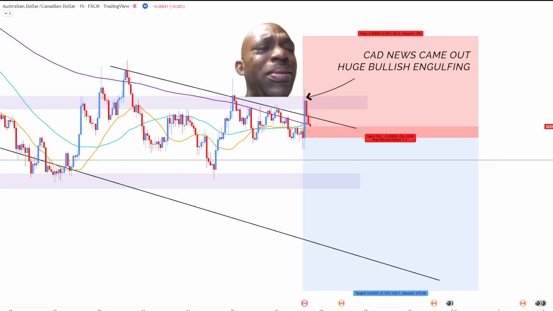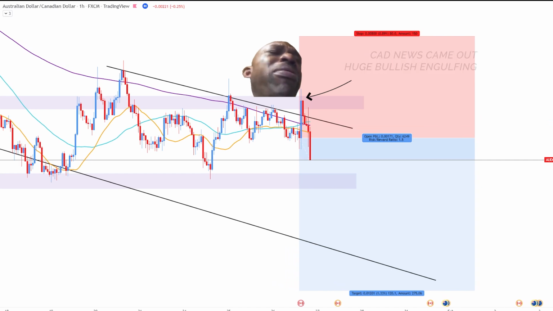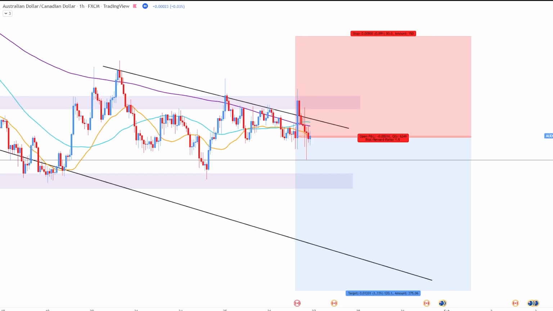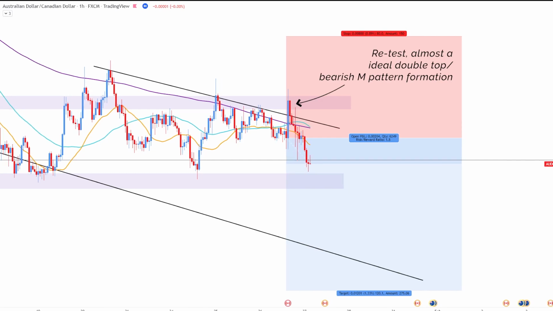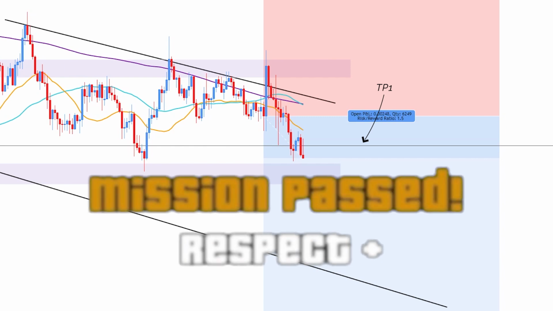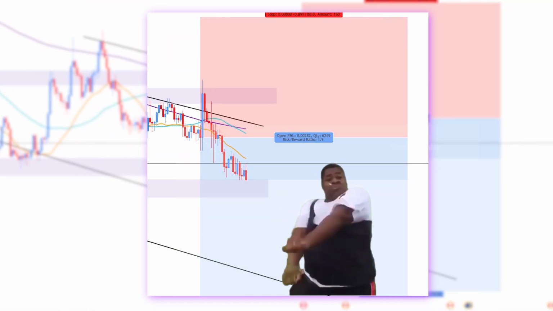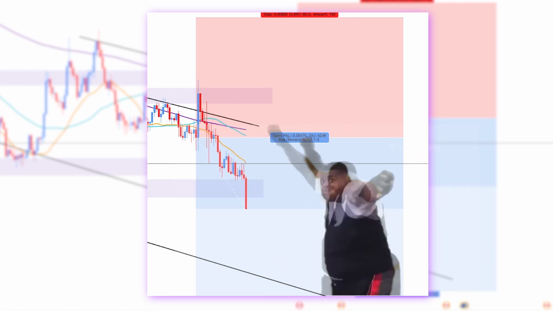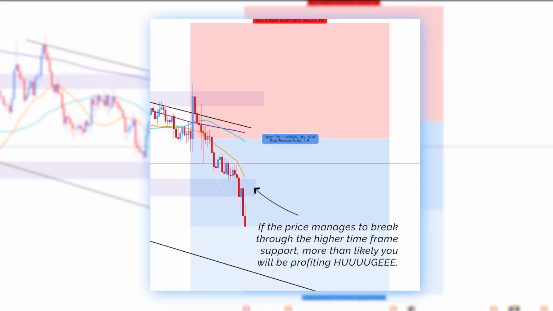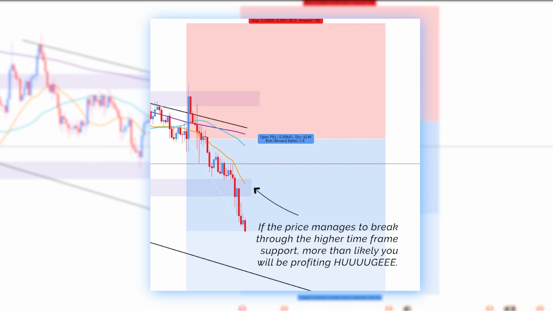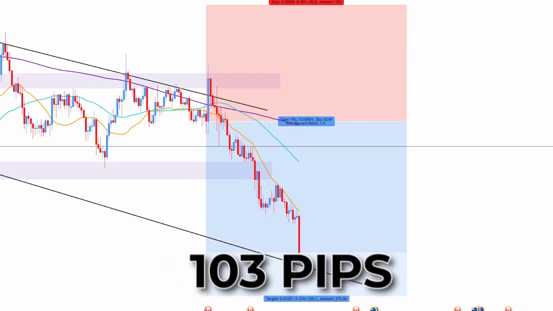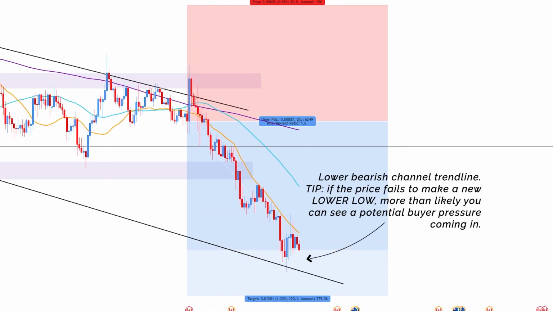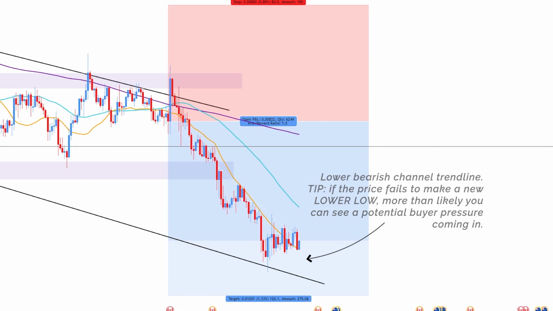As I said, I was a bit worried that the CAD news would skyrocket this trade and I would never see it again, but what it did was retest the previous area of resistance. It reached my take profit 1, which is around 20 pips. Then we had a nice bearish engulfing candle, again bouncing off one of the moving averages. It actually broke the support again with a bearish engulfing candle, and this trade led me to a profit of around 103 pips before it reversed and bounced up the channel trend on a higher time frame.